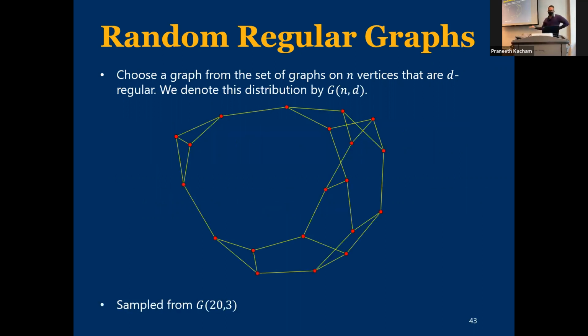Okay, so now we're looking at random regular graphs. So you can think about this as: if I look at all graphs on n vertices that are d-regular, and I just select one uniformly at random, we denote this by G_{n,d}. So this is G_{20,3}. It's 20 vertices, 3-regular.